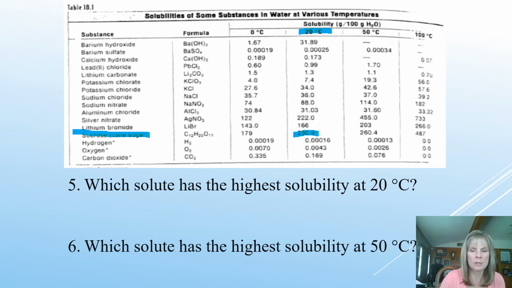Which has the highest solubility at 50? Well, here's 50. And then we go down and we go down and we go down. Wow, see, you would think it would be sugar, but not everything has the same solubility as a linear increase. This one clearly doesn't. So look here, silver nitrate, it looks like, has the highest solubility at 50 degrees.